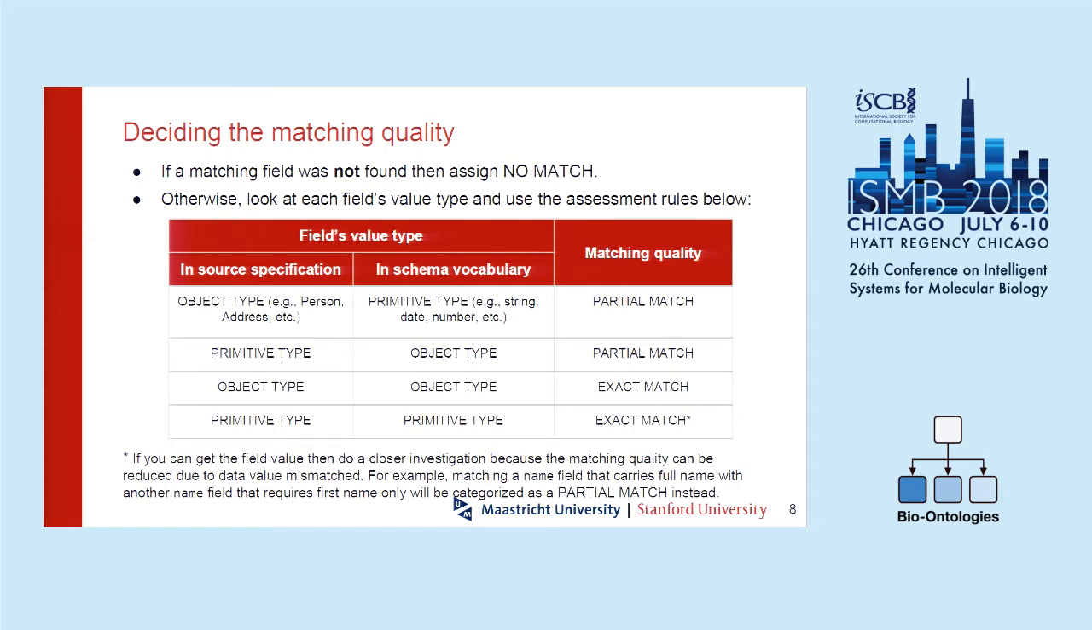There's a note for the primitive type. If you have access to the data specifications, you can dig deeper and do more inspections, for example to see whether there's a value mismatch. For example, if one name field carries a full name versus another field that carries only the first name, we will categorize it as a primitive match instead.